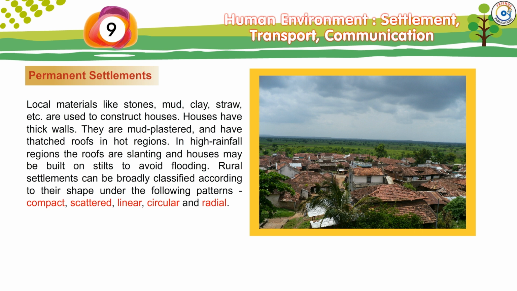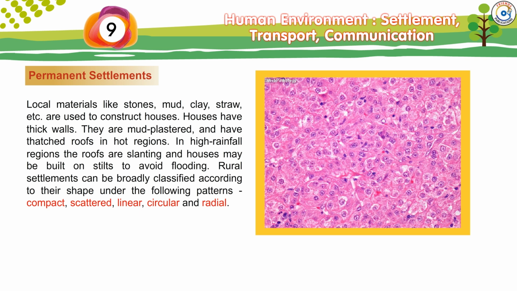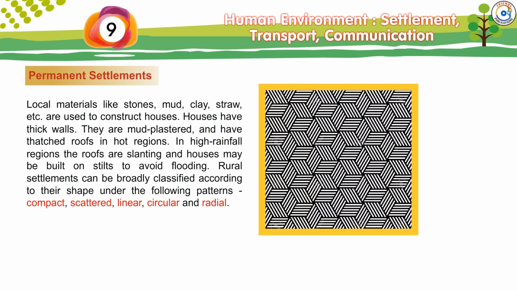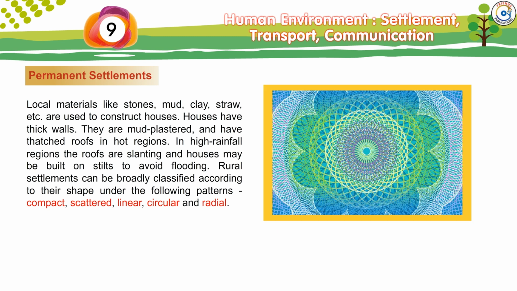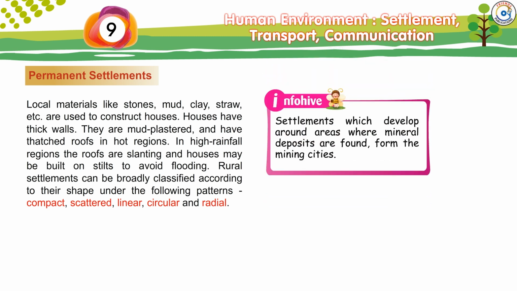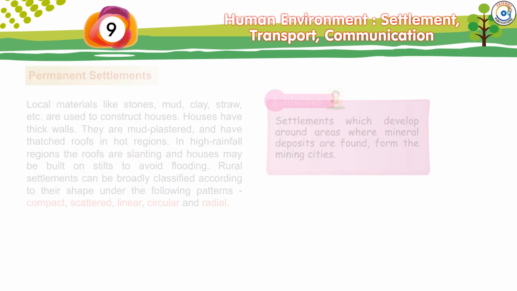Rural settlements can be broadly classified according to their shape under the following patterns: compact, scattered, linear, circular and radial. Info hive. Settlements which develop around areas where mineral deposits are found form the mining cities.